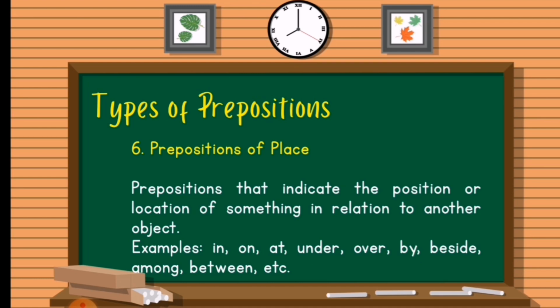So the next type of preposition is the preposition of place. So prepositions that indicate the position or location of something in relation to another object. So the examples of preposition of place that we can use in a sentence are in, on, at, under, over, by, beside, among, between, etc.